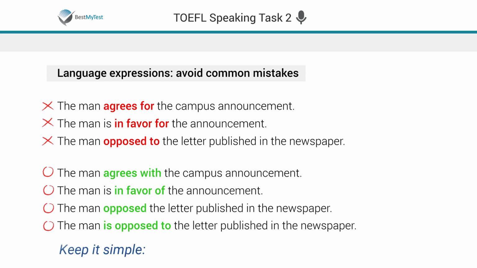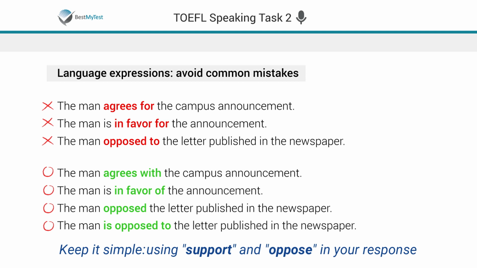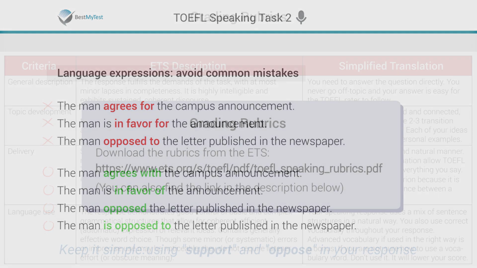But if you want to just keep it simple, use the words support and oppose in your response. There's nothing wrong with that. In fact, it's better to use a simple expression correctly than a more advanced expression incorrectly. So my advice to you is just follow the template and practice as many questions as you can. Keep it simple.